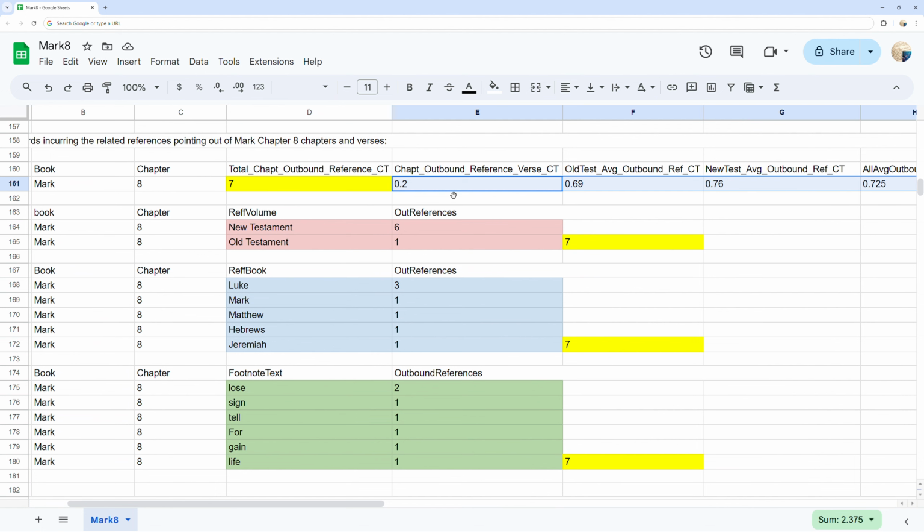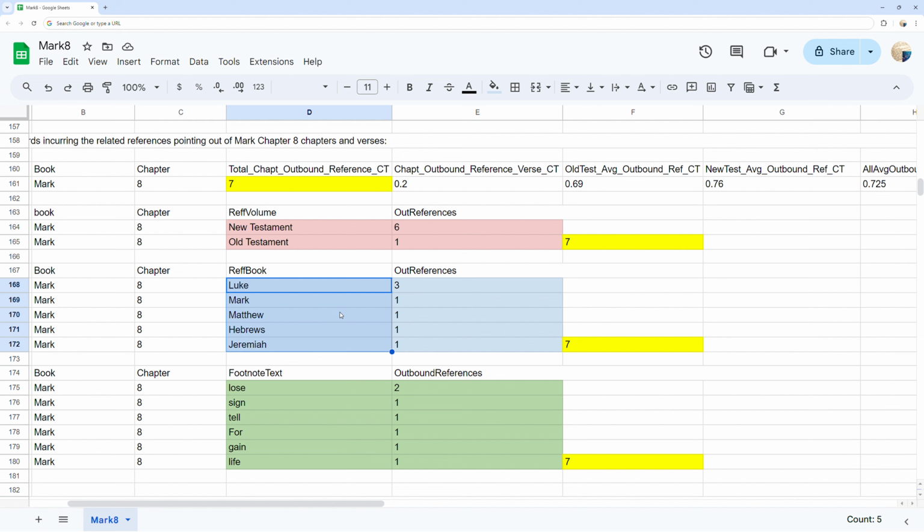In red, you can see the out references by destination of either Old Testament or New Testament ordered by counts. In blue, you can see 5 out references to the destination Bible books Luke through Jeremiah ordered by counts. In green, you can see 6 words in Mark chapter 8 that incur the related outbound reference counts to other Bible verses ordered by the count used.